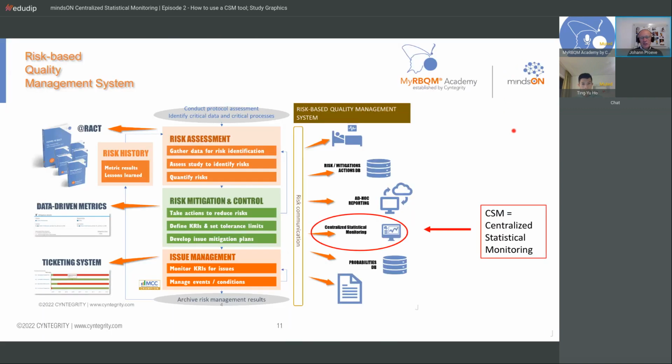So the beauty of centralized statistical monitoring: you may have seen this chart over and over again, in particular the middle part of it. And the middle part is mainly around key risk indicators, maybe quality tolerance limits. On the right-hand side, though, you have different other aspects. But when we talk about centralized statistical monitoring, we are really talking about the analyses of pretty much numeric data that are available in your data sets.